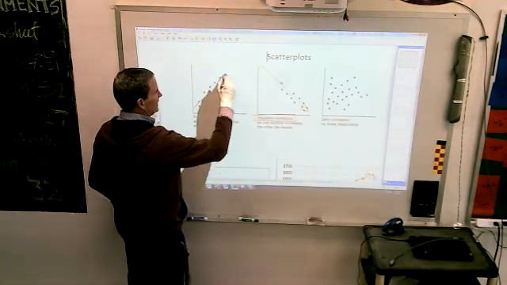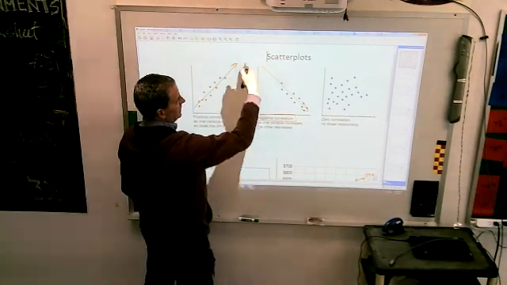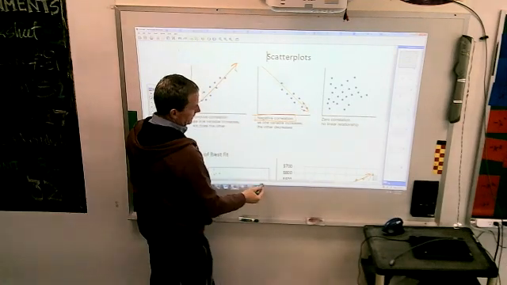Really, it's based on its slope. This is a positive slope, so it's a positive correlation. This is a negative slope, it's a negative correlation.